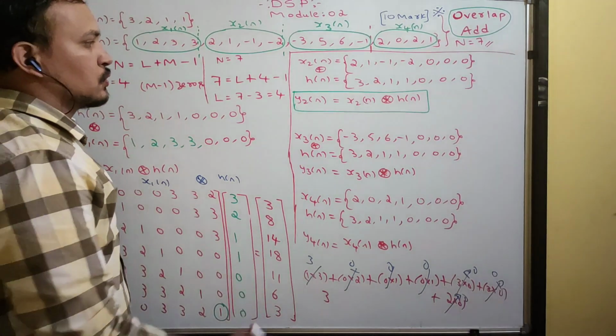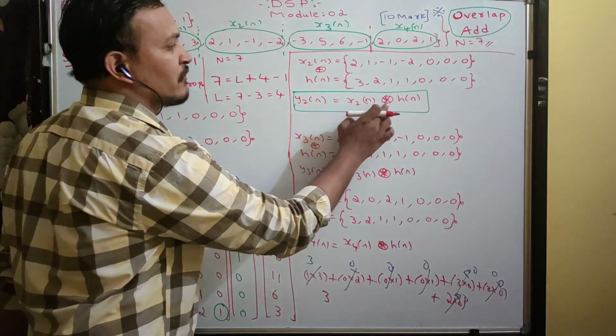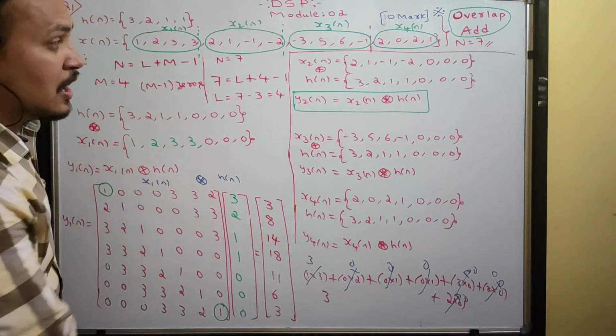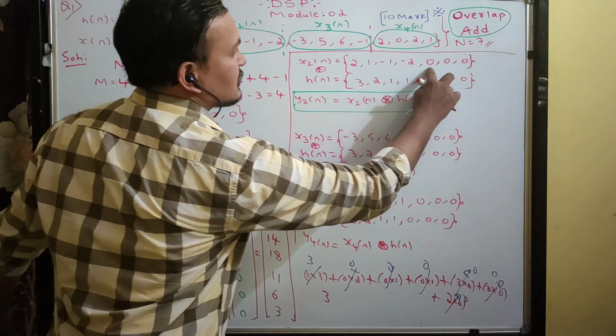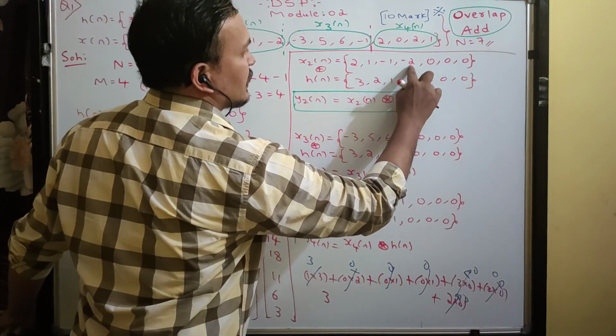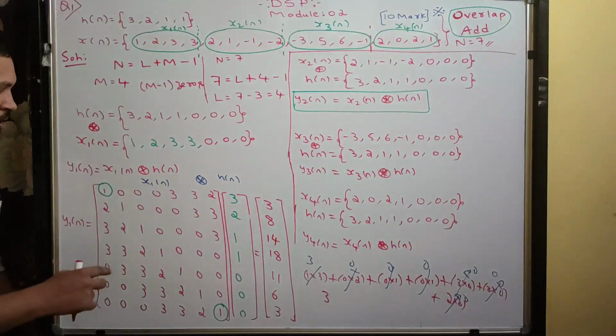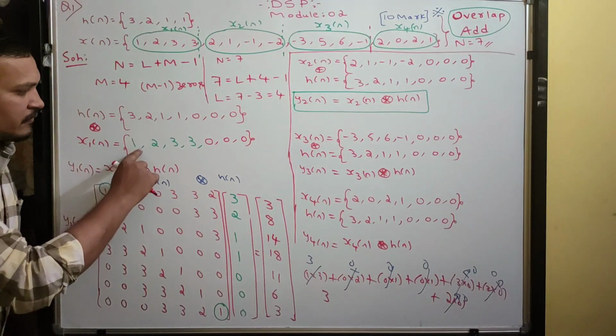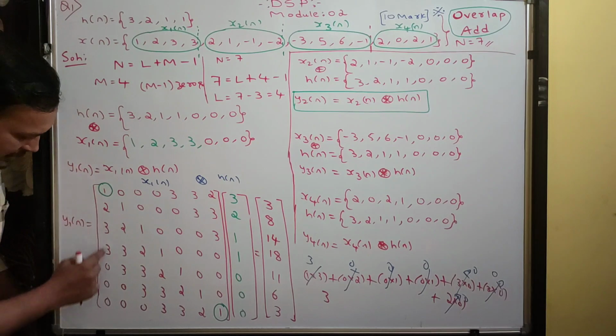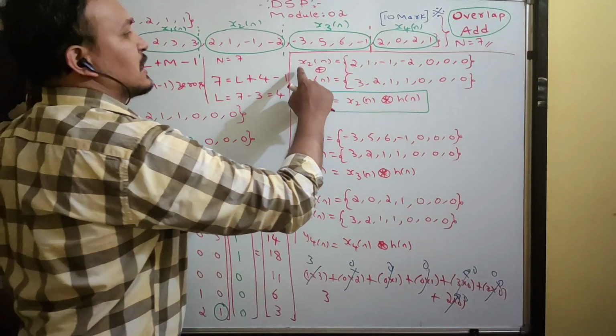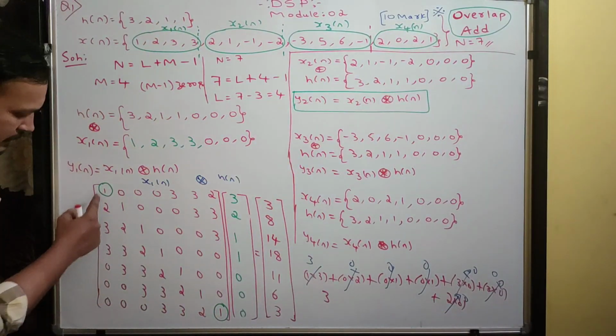Similarly, you should write y2 of n is equal to x2 of n into h of n. How to write x2 of n? Entire this thing. 2, 1, minus 1, minus 2, 0, 0, 0. You write vertically like this. See, look at here. x1 of n like this. What I have written? Vertically downwards. Same thing, x2 of n you write vertically like this.